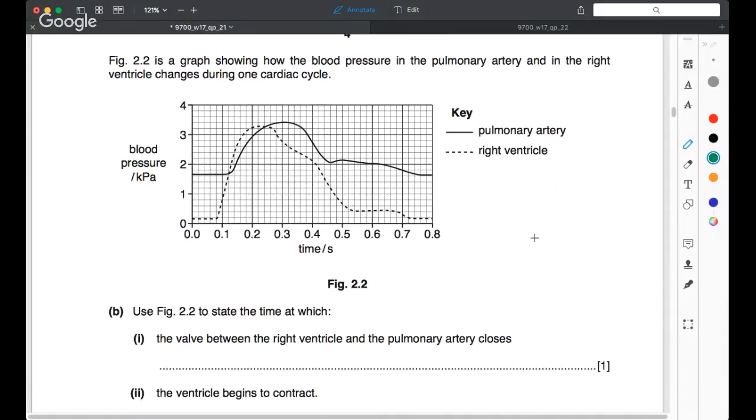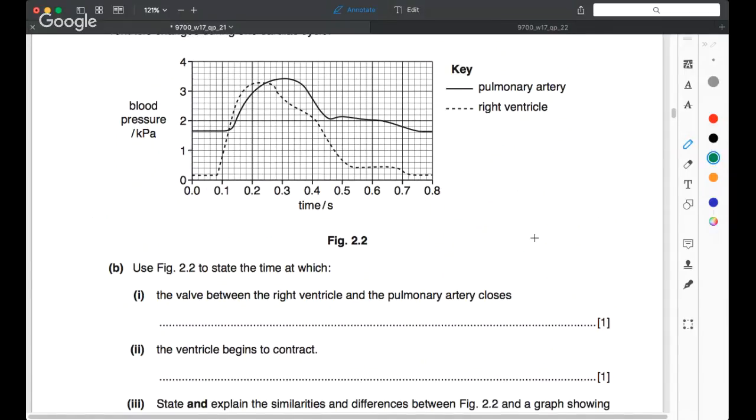So it closes where they both intersect. Good. Which intersection? It would be at around 0.25 seconds. Yeah, you get that mark. 0.24, 0.25. Okay. Good. When do the ventricles begin to contract? At 0.08 seconds. Good. Yeah, that's right.